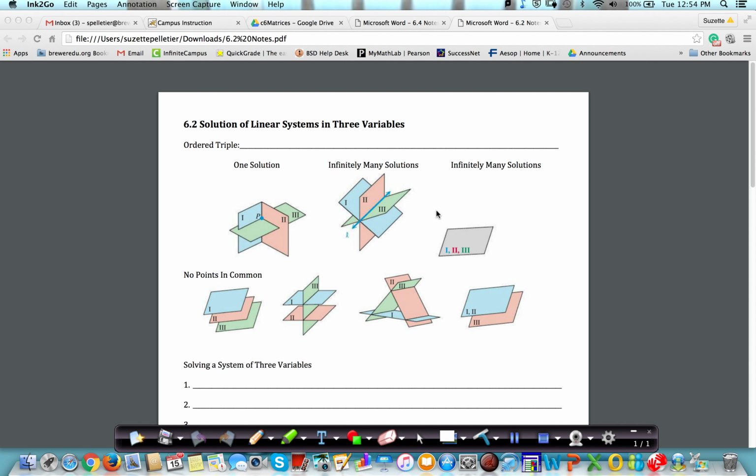Okay, so this lesson is 6.2, solution of linear systems in 3 variables. So in the past, we've been only solving linear systems in 2 variables. This time we're going to be dealing with 3 variables. So we're going to start off by first identifying what 3 variables looks like.